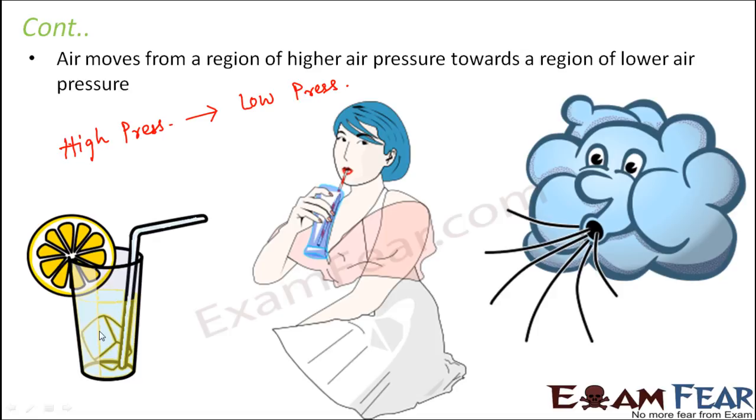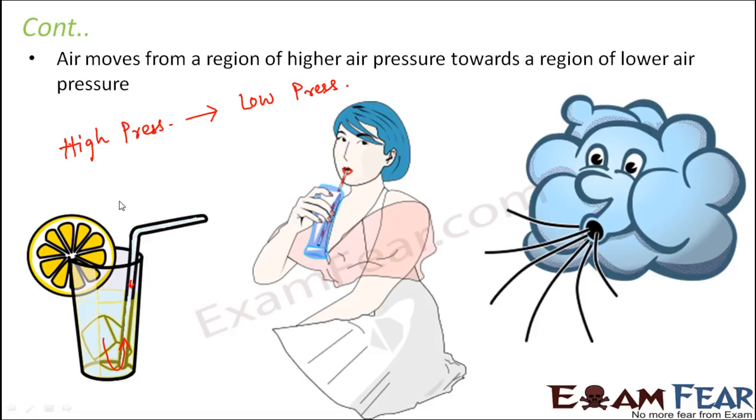So in this case also, when we suck, we suck in the air from inside the straw. Therefore, low pressure is created inside the straw. So inside the straw there is low pressure, and outside the straw there is high pressure. Air moves from the region of high pressure towards the region of low pressure, and that is why the liquid also moves with that air pressure. So the movement of the liquid also happens from outside the straw to inside the straw. Wherever air pressure is more, air will move from that area towards the area where air pressure is less.